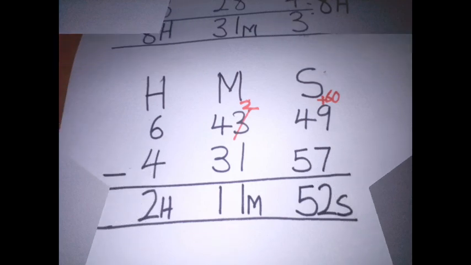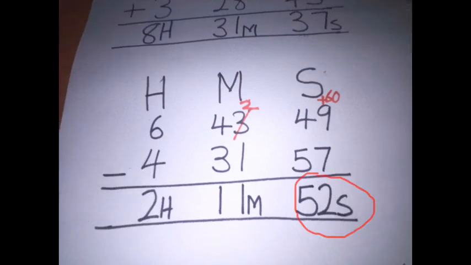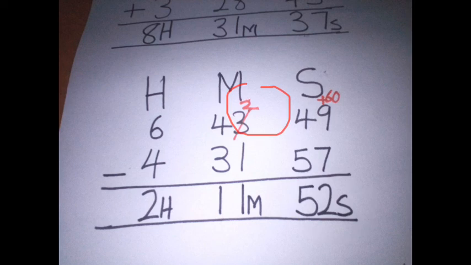Alright, again, you can see the 52 seconds there, and the 3 under minutes is now 2. So 2 minus 1 is 1. 4 minus 3 is 1. That gives us 11 minutes. On the outside, we have 6 minus 4, that gives us 2. 2 hours. So the result is 2 hours, 11 minutes, and 52 seconds.